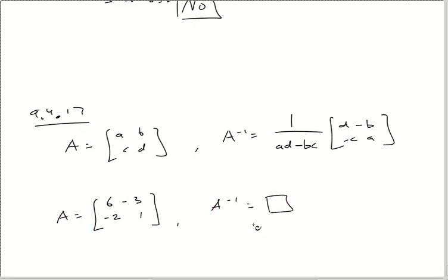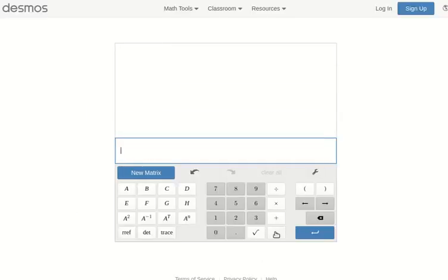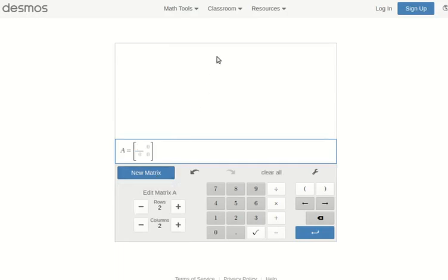You must be kidding me. Exactly, I'm kidding you. I actually have it written here in my notes that says, ignore that formula. We will be using a calculator. Let me show you. We're going back to Desmos. And I'm going to put in my A matrix that they gave me.